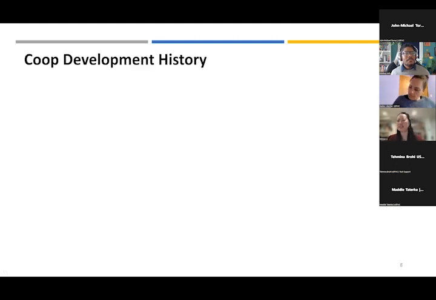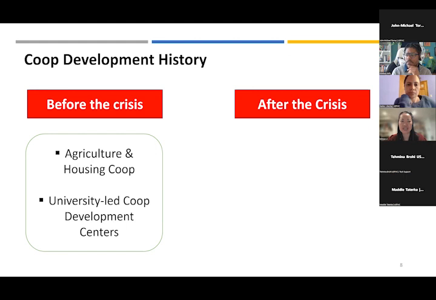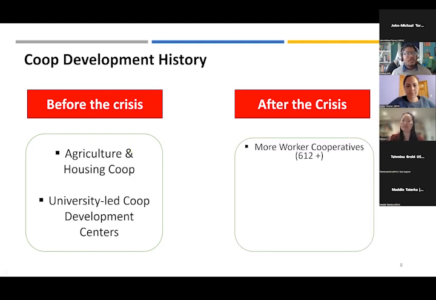So the question is, how about here in the United States? Do we have a lot of cooperatives that serve marginalized communities? My answer is yes. I think this is a super exciting moment for us, because if you look at the co-op development history in the United States, before the crisis in 2008, a lot of co-op development happened in agriculture and housing cooperatives. We had a few hundred worker co-ops, but it wasn't that much. It was really led by university co-op development centers in the 1960s and 70s. But after the crisis in 2008, it completely changed. We have more worker co-ops. As of 2021, we have over 612 and hundreds are on the way.